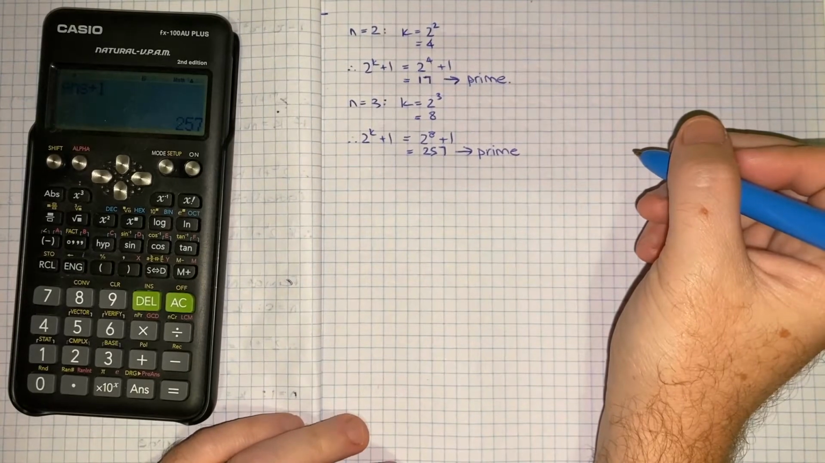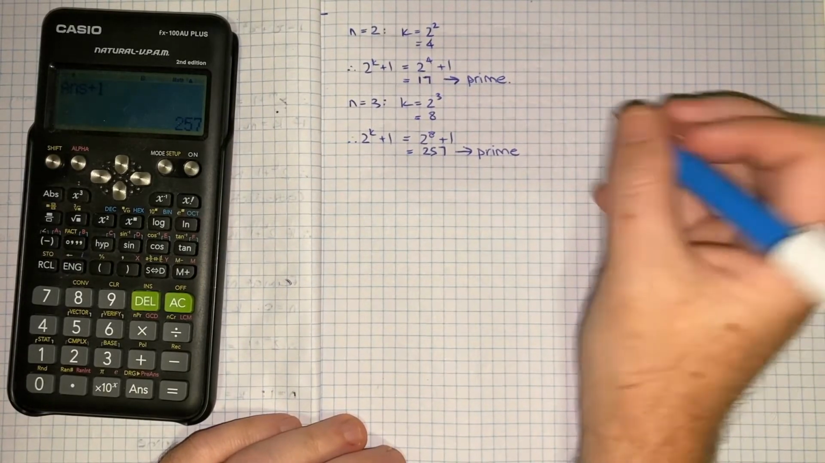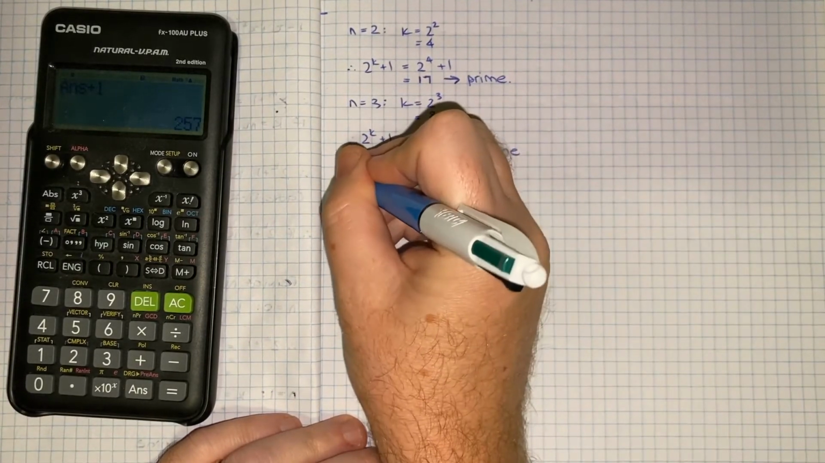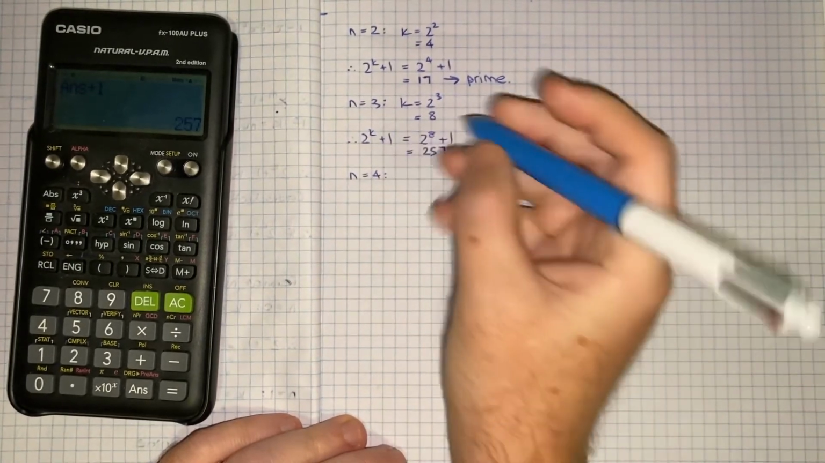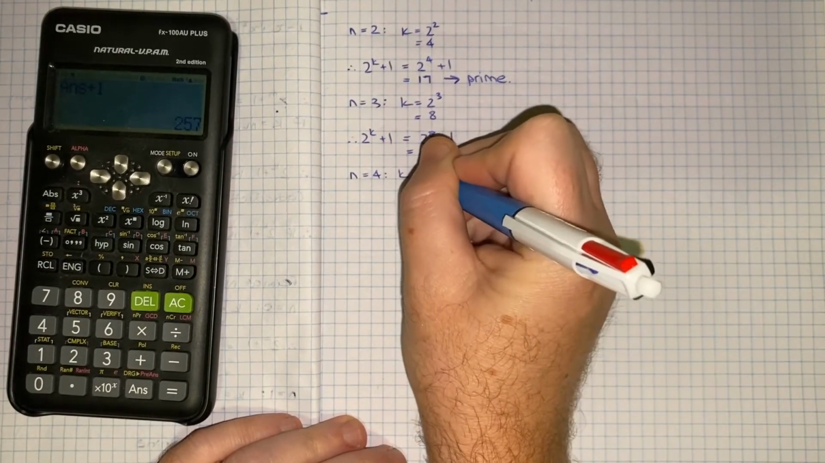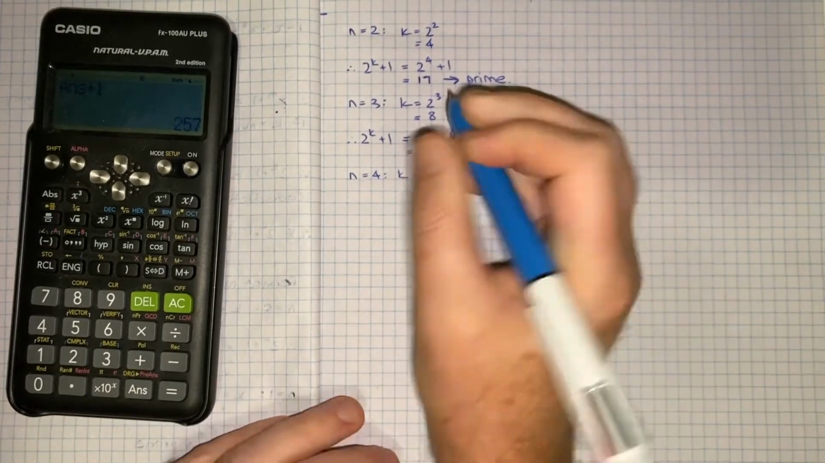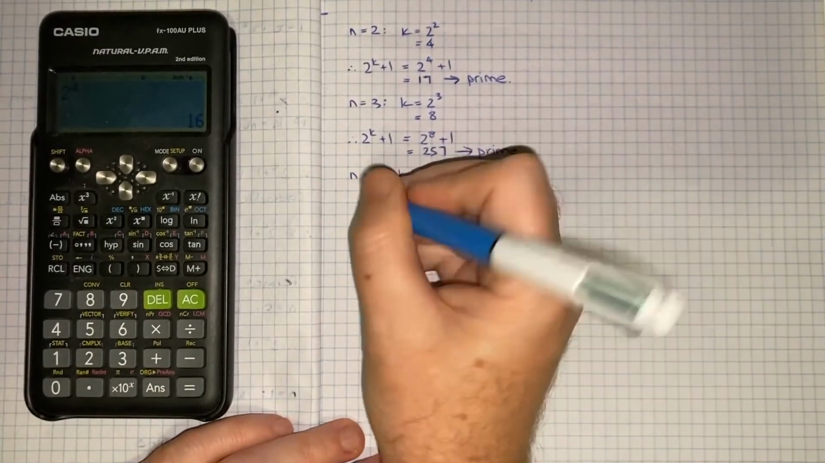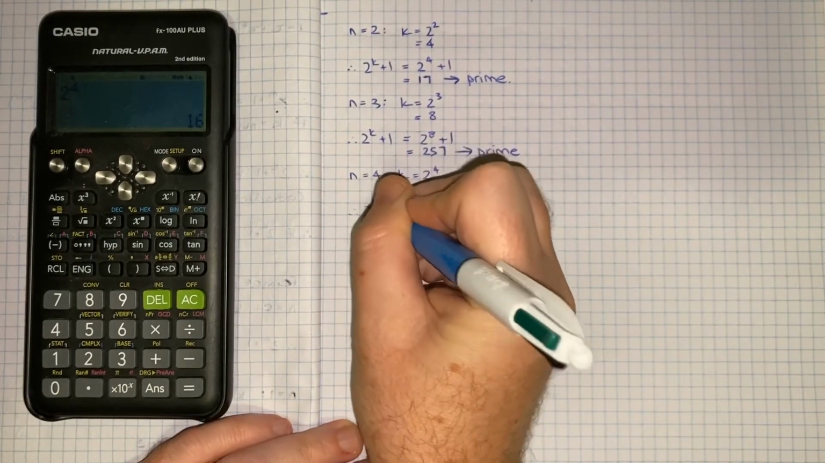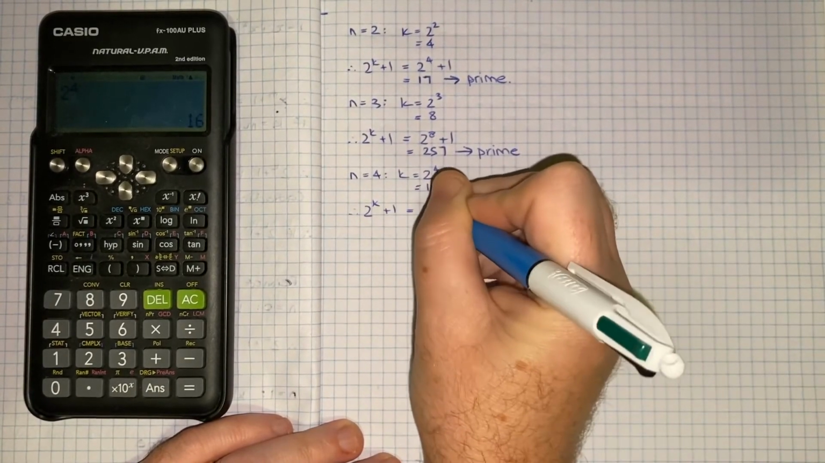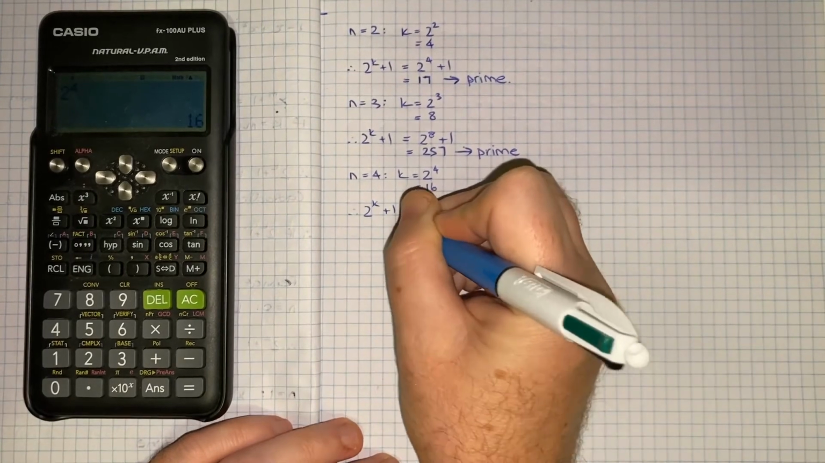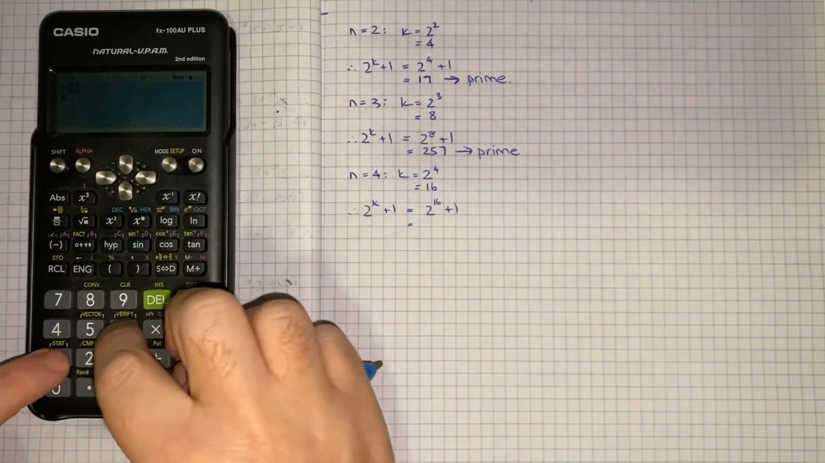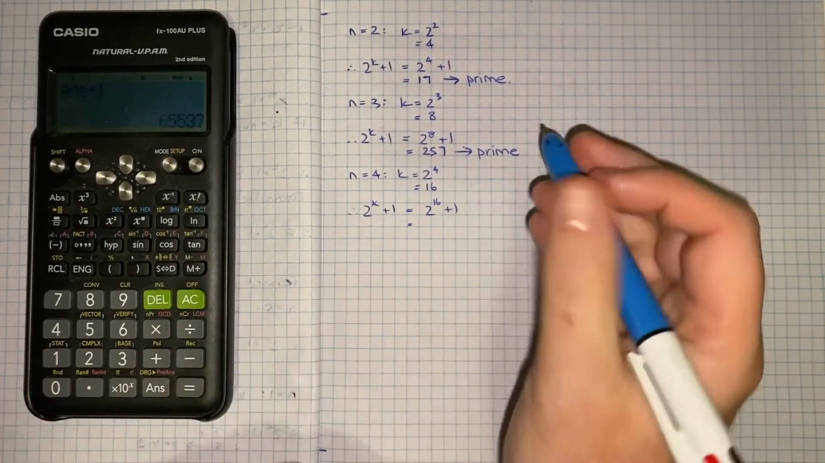Alright, now let's take a look at n is equal to 4. So n is equal to 4. k would be 2 to the power of 4, which is 16. So therefore 2 to the k plus 1 is equal to 2 to the 16 plus 1. And what's that?